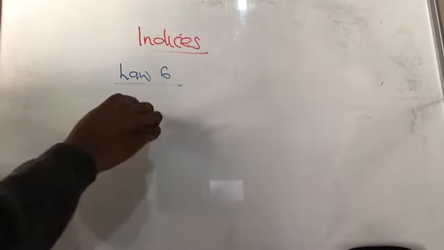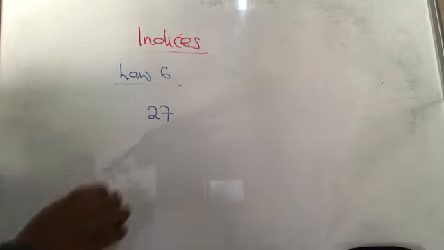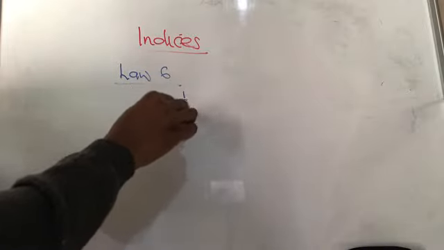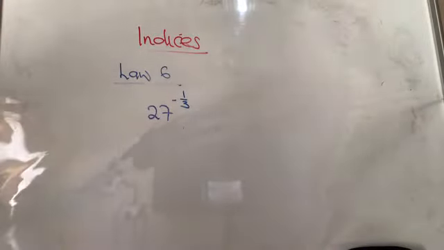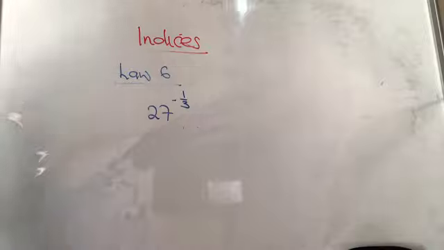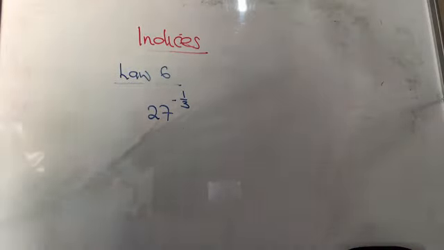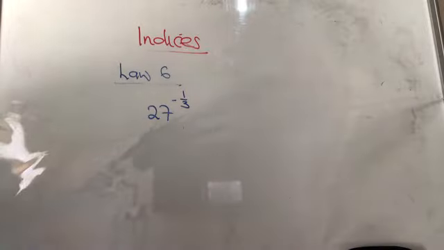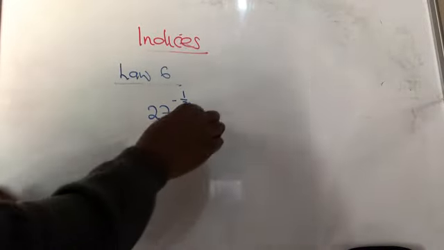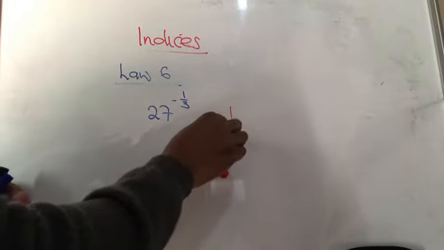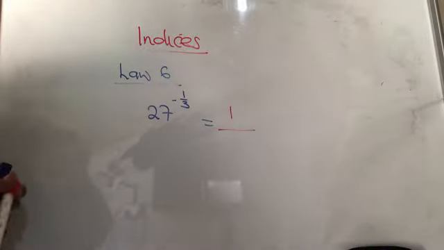For example, maybe 27 to the power of minus 1/3. Now the first thing is to see the negative power. That's the first thing that you should see. And say, I have to make the negative power positive. I want you to say it in your heart. Whenever I see the negative power, I have to make it positive. How is that possible? You say 1 over. 1 over everything. So this will be 1.